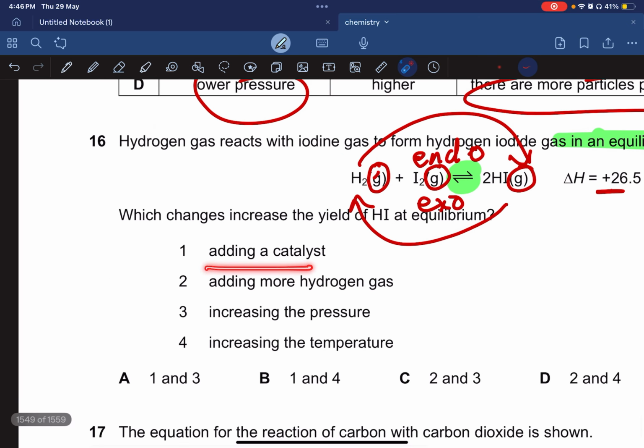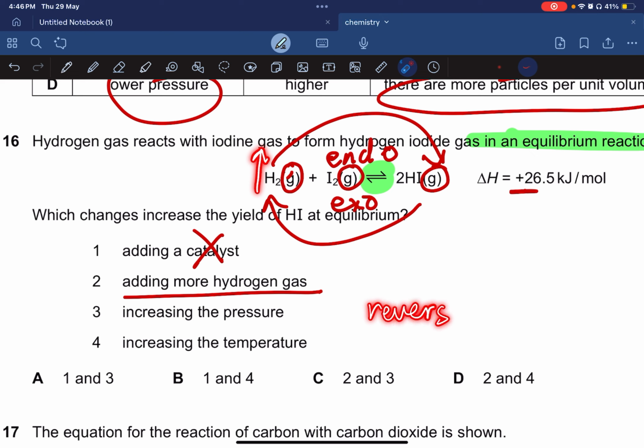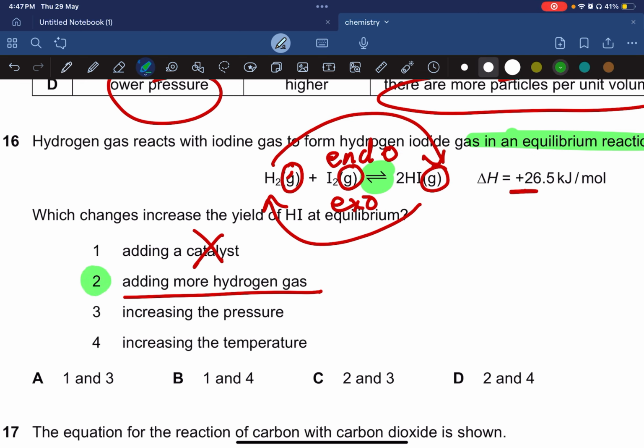Adding a catalyst. I just told you a catalyst does not affect the equilibrium, so no effect of a catalyst. Adding more H2 gas. If I increase the H2 gas, equilibrium tries to reverse everything I do. If I try to increase it, equilibrium will want to decrease it, and to decrease it, it's going to form more of the product. So more HI is going to be formed. So this one's correct.